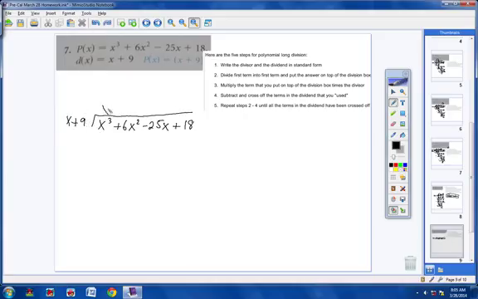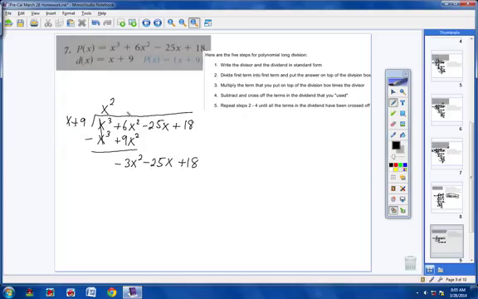X goes into x cubed, x squared times. x squared times x is x cubed, x squared times 9 is 9x squared. We're going to subtract. These cancel. 6 minus 9 is a negative 3x squared. Bring down all of your other terms. And here we go. This is written in standard form, so we're good.